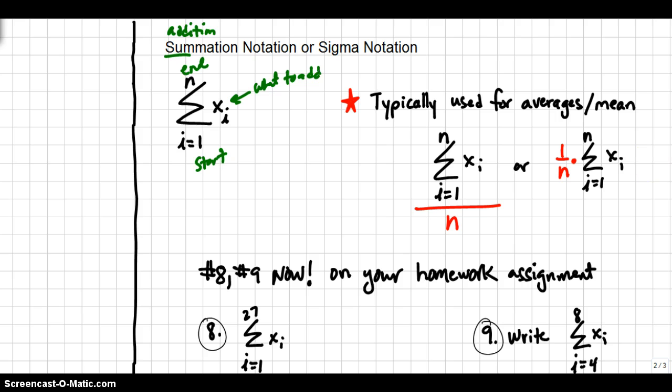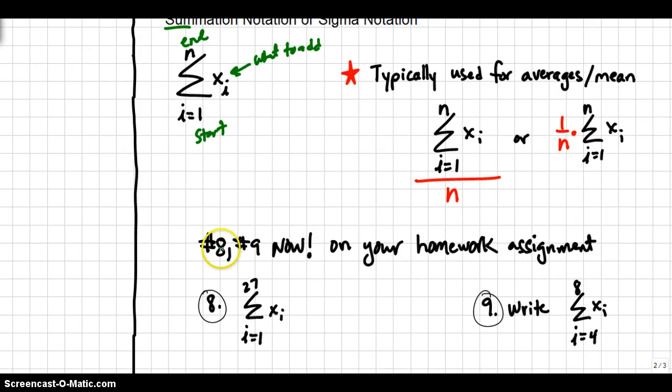So if we were to actually apply this now to a specific problem, number 8 in the homework looks like this. This would simply mean that students should add up the numbers of x from 1 to 27. That means it would be the same as taking a number, the first one, adding it to the second, adding it to the third, all the way down to adding it to the 27th number.